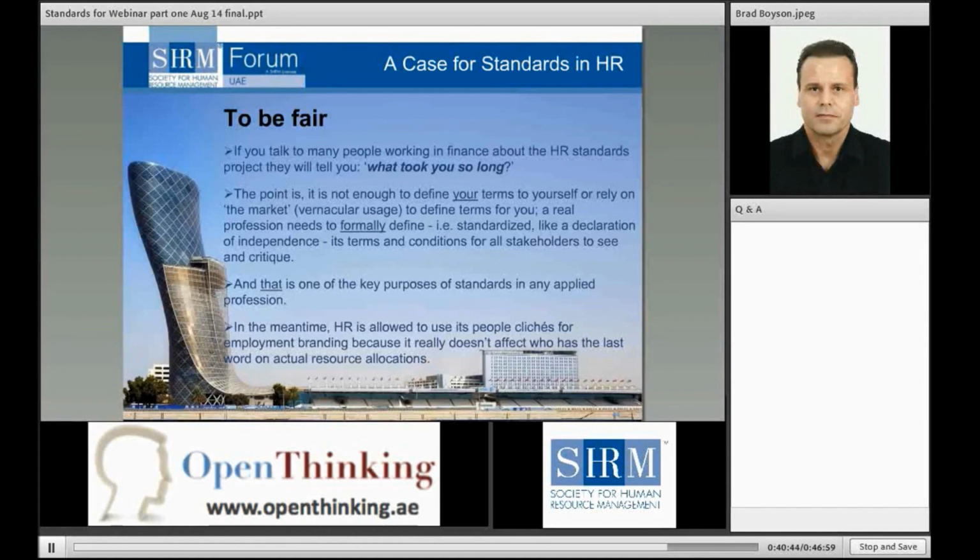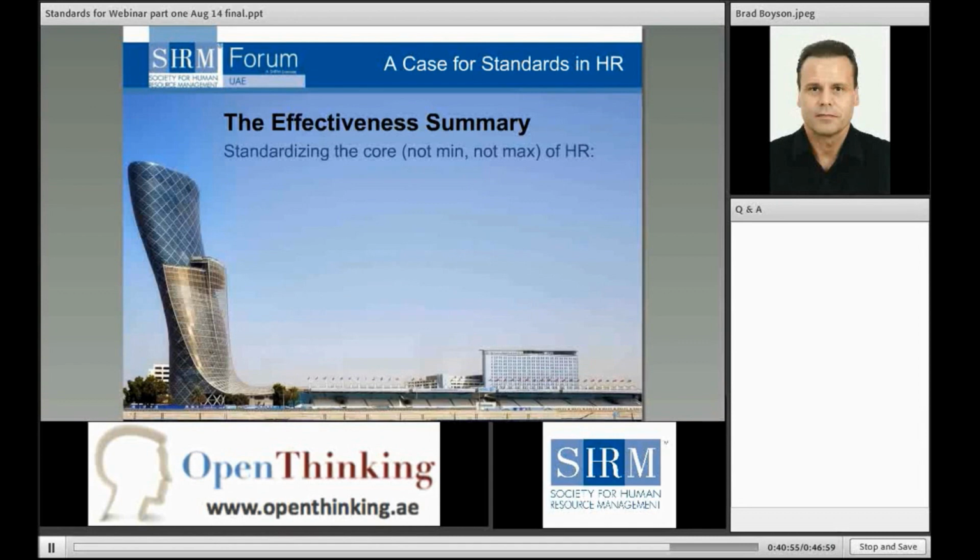In the meantime, HR is allowed to use its people cliches for employment branding purposes because it really doesn't affect who has the last word on actual resource allocation. The effectiveness summary.